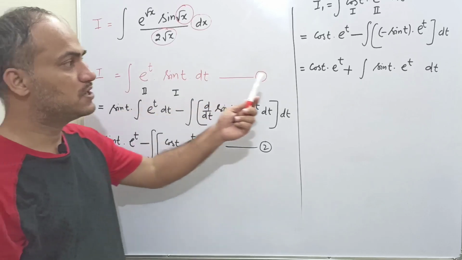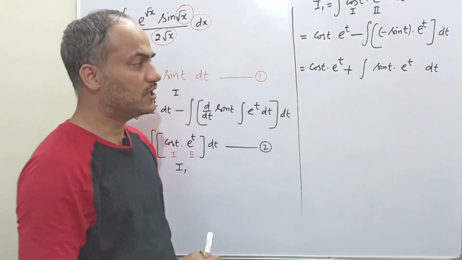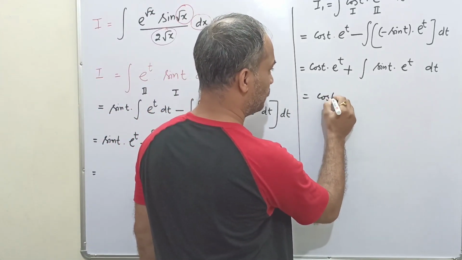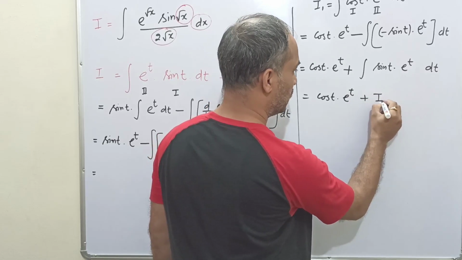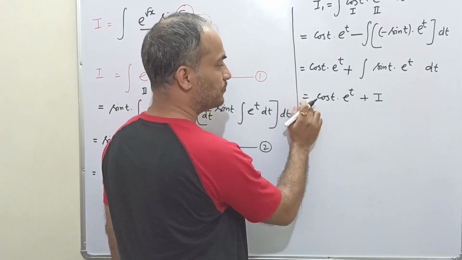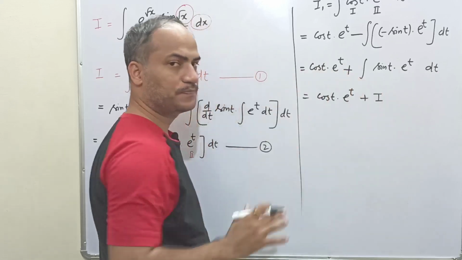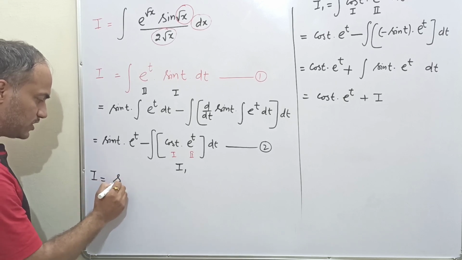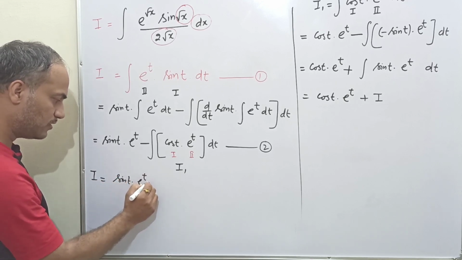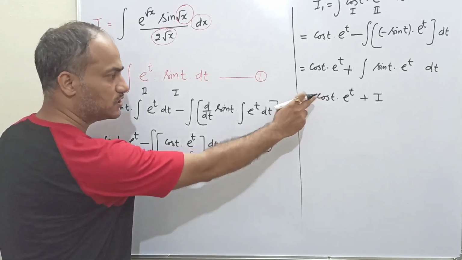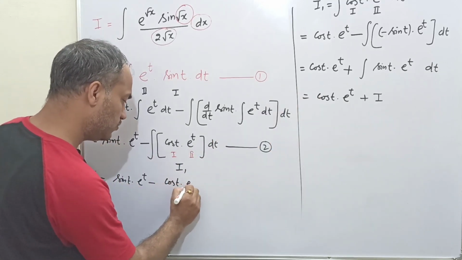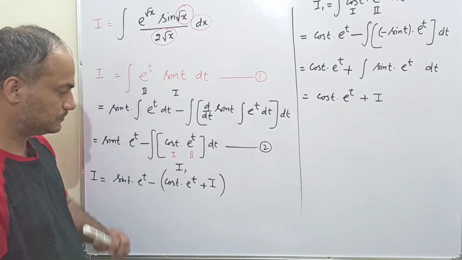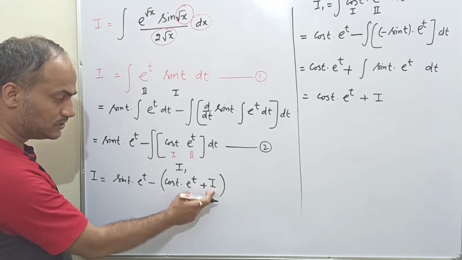This was I, it means it was the given integral. So at this place we can always write I. So this is cos t into e to the power t plus I. So the value of I1 is cos t into e to the power t plus I. Fine, so let us put the value here. So we get I is equal to sine t into e to the power t minus, the value of this expression is cos t into e to the power t plus I, and this value should be in brackets. So when we open this bracket, we see this I is negative.